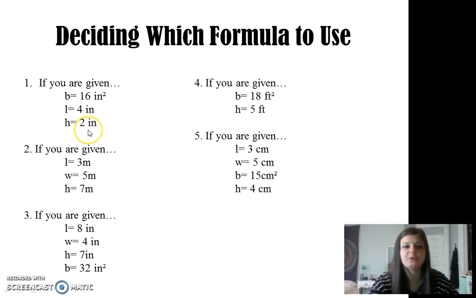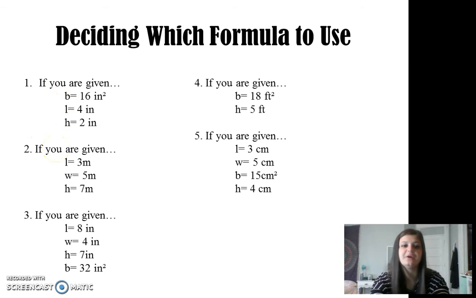So the length times width times height formula, you would need all of those values, and here you can see that you have length and you have height, but you don't have width. And then for the volume equals base times height formula, you just need base times height. And you guys can see here that you have base and height, so the volume equals base times height formula would be the best option.